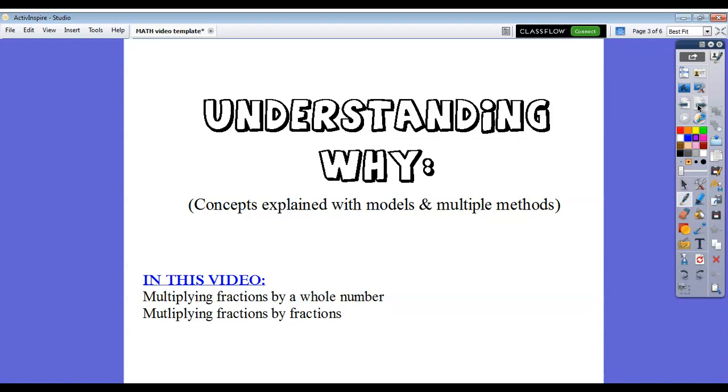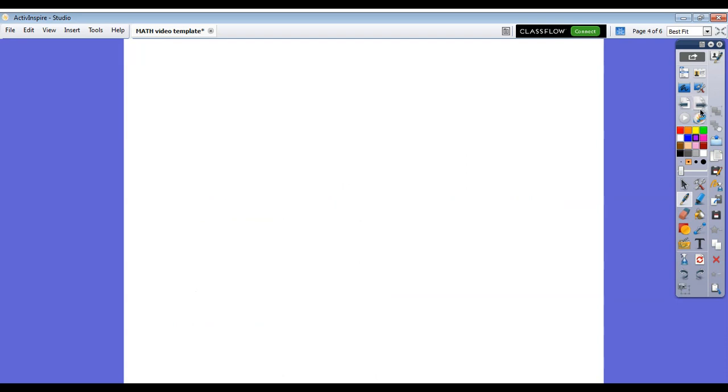Welcome to Understanding Why, with math concepts explained with models and multiple methods. In this video, we're going to multiply fractions by a whole number and multiply fractions by fractions.